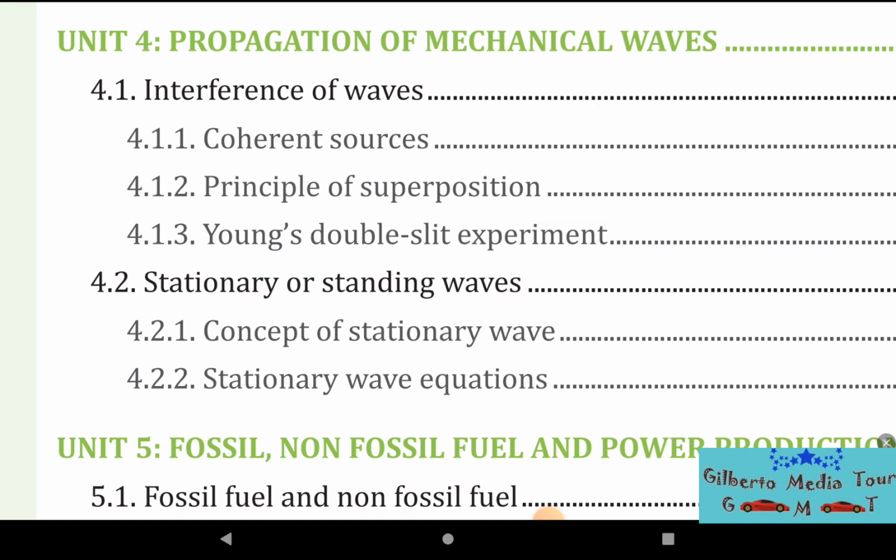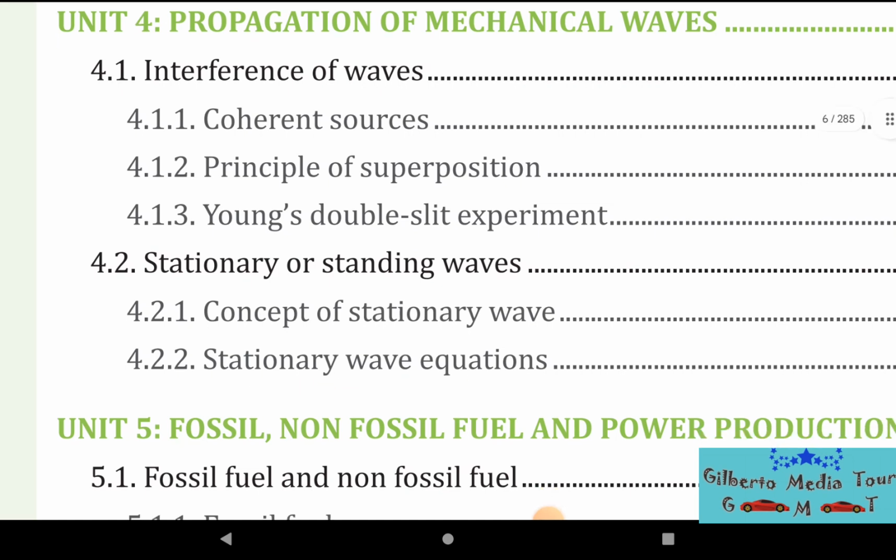So we shall try to see interference of waves. We will be able to know coherent sources, principle of superposition, Young's double slit experiment. Also, we shall look at stationary or standing waves. Standing or stationary waves are waves that vibrate at the same point. Also, we will be able to know what a stationary wave is and the equations related to stationary waves.